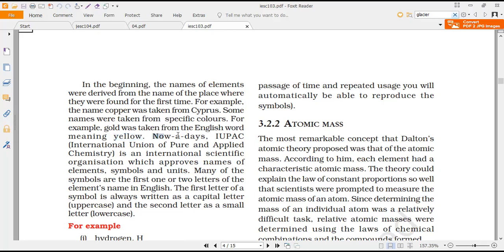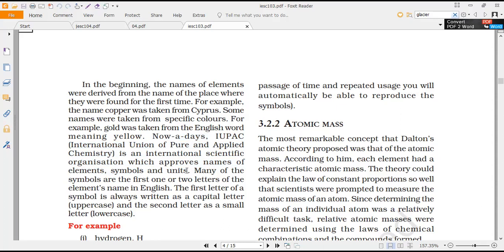And nowadays, who is giving the names? You can see here, approves the names of the elements, symbols, and as well as units. Everything will be given by whom? IUPAC. You should read it as IUPAC, International Union of Pure and Applied Chemistry. Even general government exams and Olympiads, they will ask you what is the full form of IUPAC. You have to remember that.